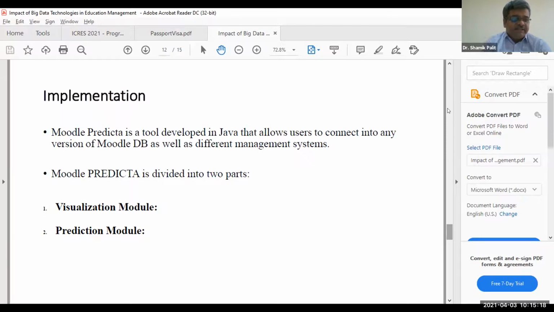In this case, there is one efficient tool we make use of, called Moodle Predictor, which has two different modules. One is called the visualization module, which helps us find out exactly what the performance of a specific student is, and it also helps us predict the performance based on the previous track record associated with that student. Visualization helps us figure out the current status of that specific student, and correct prediction will always help us to guide the students in a proper manner.